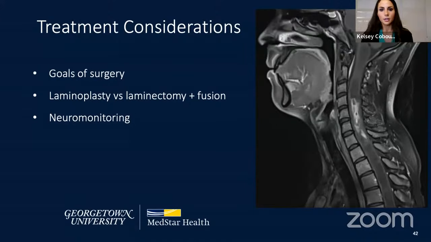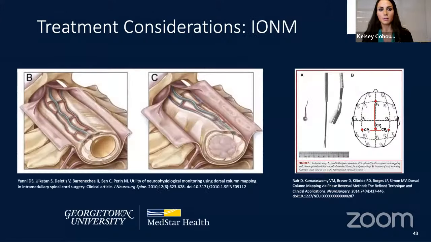And then we wanted to consider a laminoplasty versus a laminectomy. And if we could avoid having to do a fusion, we would try to do that. And then neuromonitoring was obviously an important consideration for a case like this, so high risk.